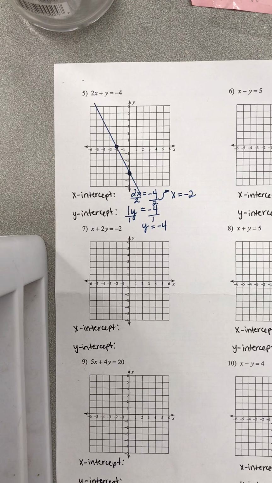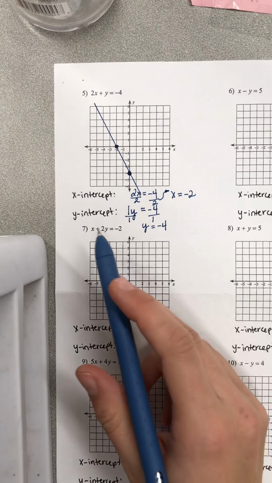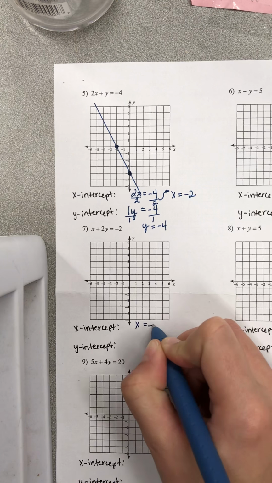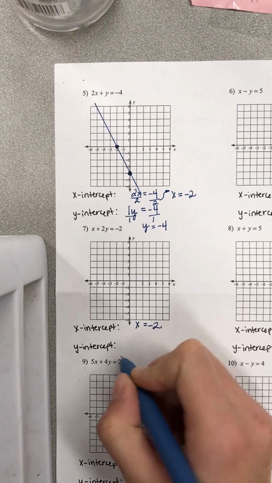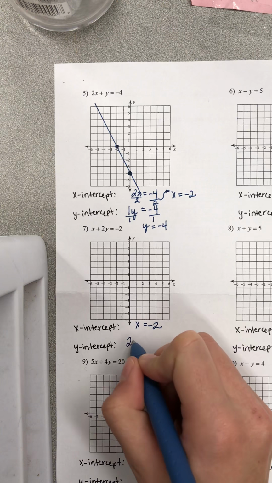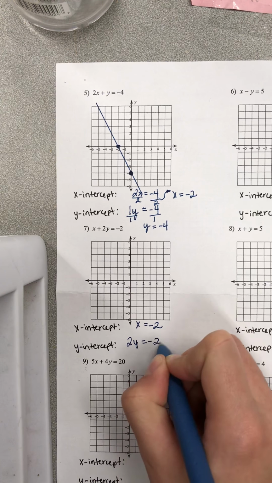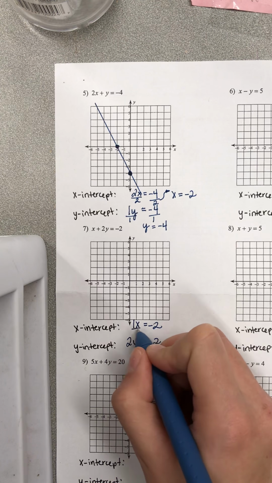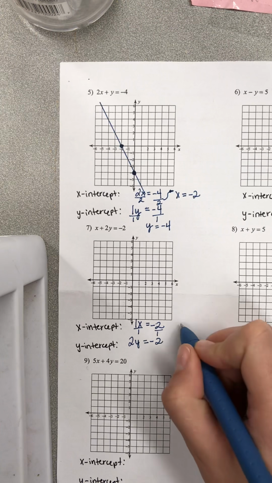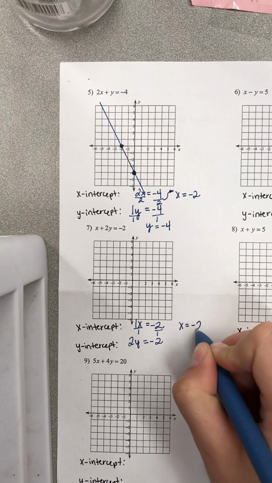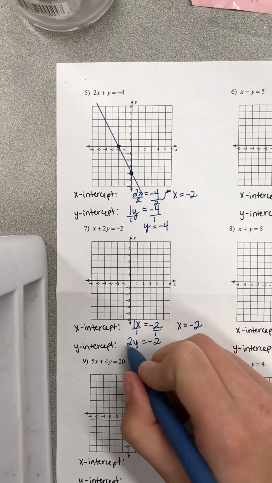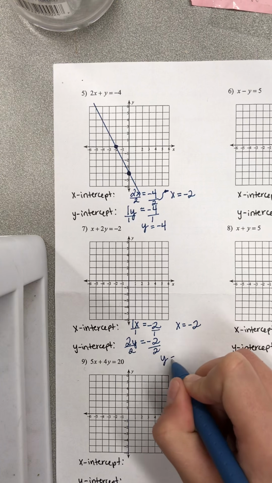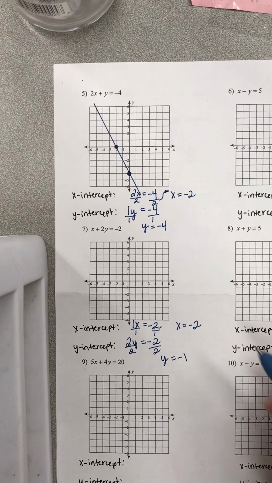Well, I'll do one more for you. I'll do number 7. So let's look at my x-intercept. So that's your x term equals your number, and your y-intercept is your y term equals your number. And for your x value, there's an invisible 1 in front, and so if we divide both sides by a positive 1, we still get that x is negative 2. And for your y-intercept, we're going to divide both by 2, and we get y is equal to negative 1.